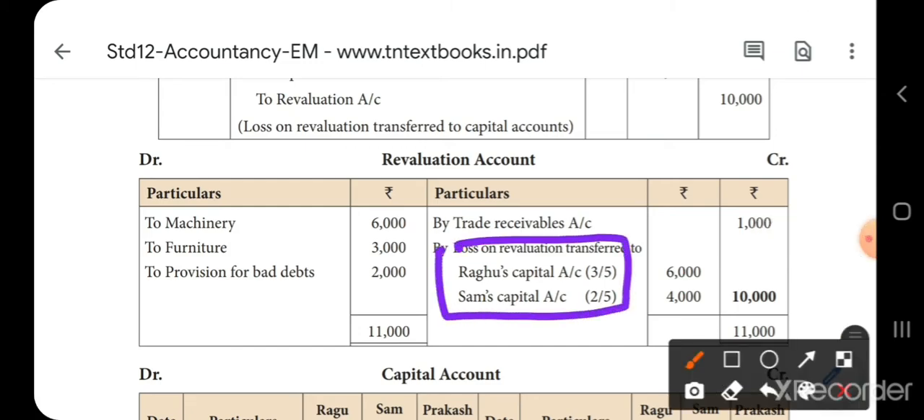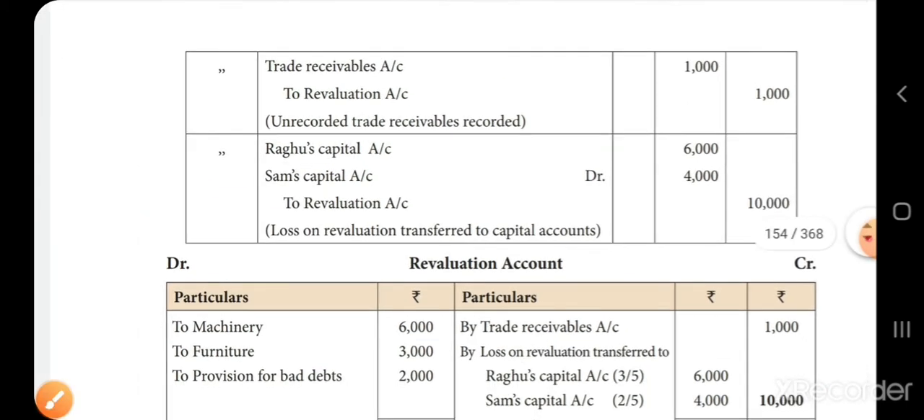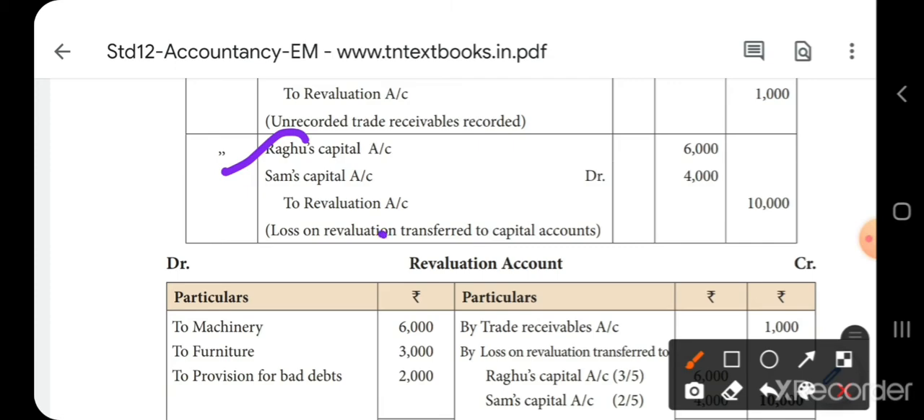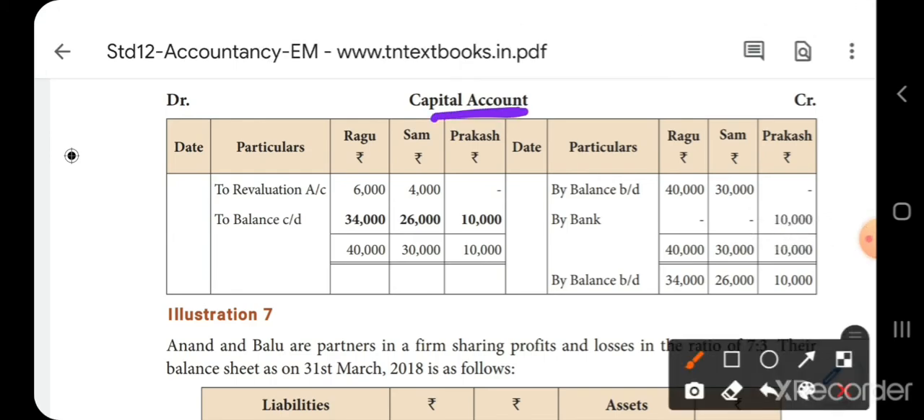This you have transferred to the partner's capital account in the old profit sharing ratio. So the entry will be Raghu's capital account debit, Sam's capital account debit to revaluation. So in Raghu's capital you will write to revaluation, and in Sam's capital you will write to revaluation. Now see here, in capital account you have written to revaluation for Raghu 6,000, Sam 4,000.